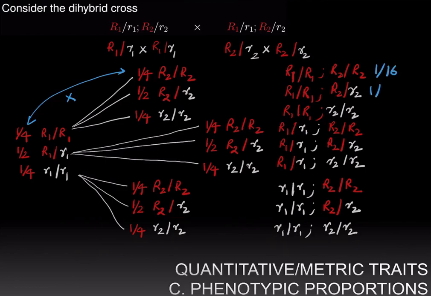The next one is 1/8. The next one is 1/16. Big R1, little r1, and big R2 is 1/8. The dihybrid is 1/4, and big R1, little r1, and homozygous for the little r2 allele is 1/8. And similarly, these genotypes are 1/16, 1/8, and 1/16.